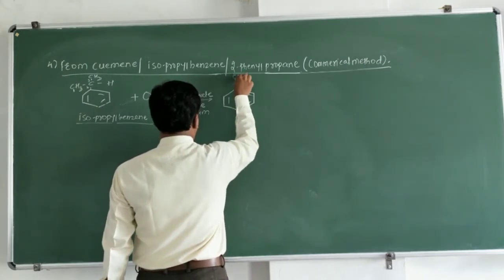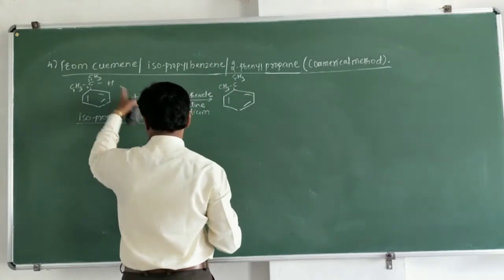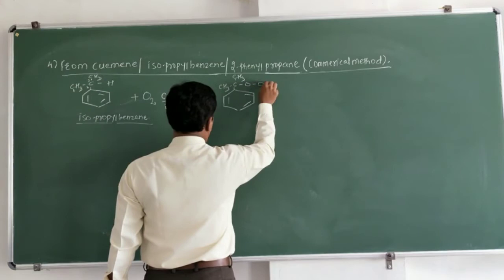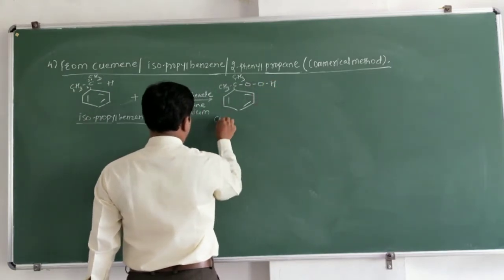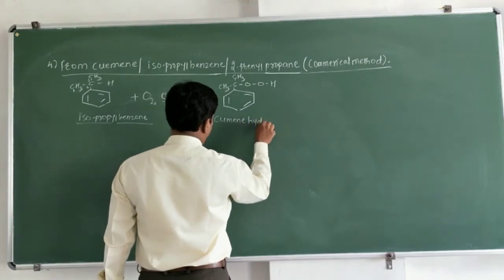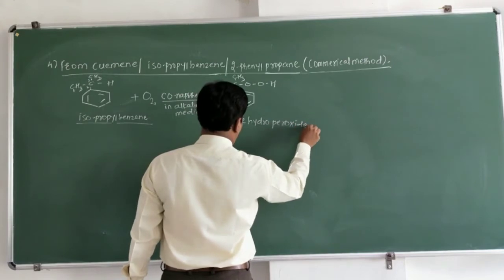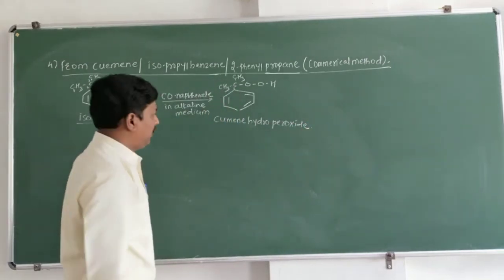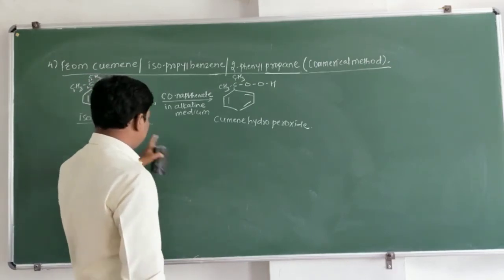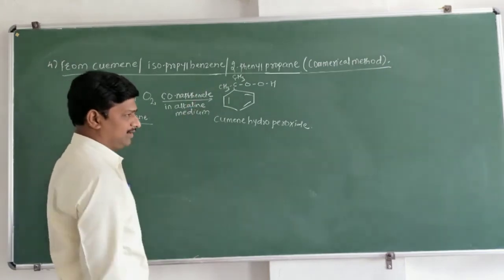On the carbon, this CH3 group is as it is, and these two oxygen atoms get added to this carbon atom. So this intermediate product is known as the cumene hydroperoxide. Okay, and this is the intermediate product. Now the reaction can be shown in two steps also, but I will write it here in one step.